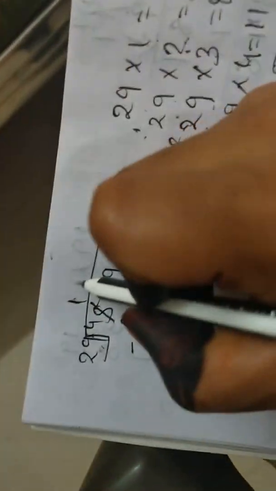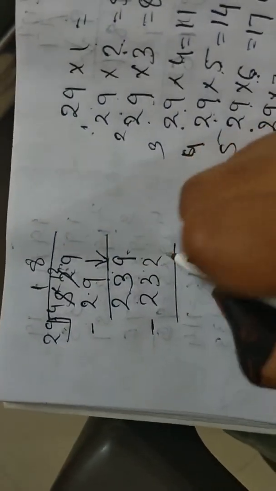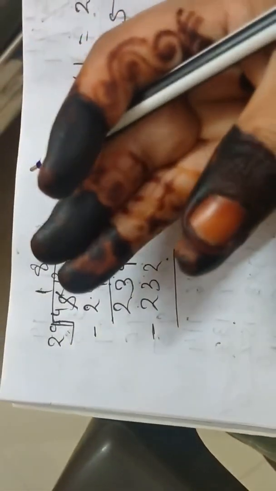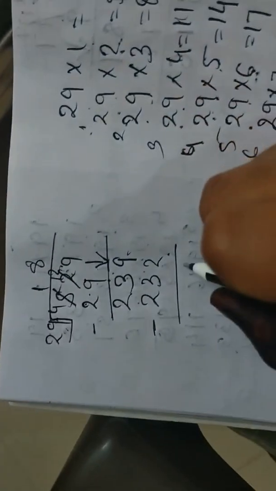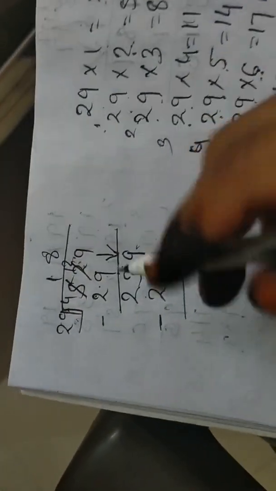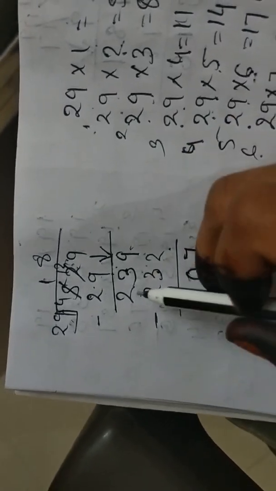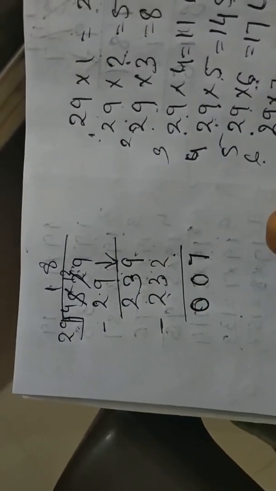So 29 8s are 232. 9 minus 2, 9 on your finger. 1, 2, 3, 4, 5, 6, 7, 8, 9. Cut 2, 1 and 2. So remaining number is 7. So here we have to write 7. 3 minus 3, 3 on your finger. Cut 3, 1, 2 and 3. Remaining number is 0. So here we have to write 0. 2 minus 2 is 0. Remaining number is 0.